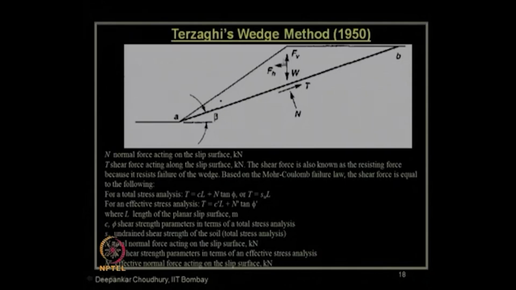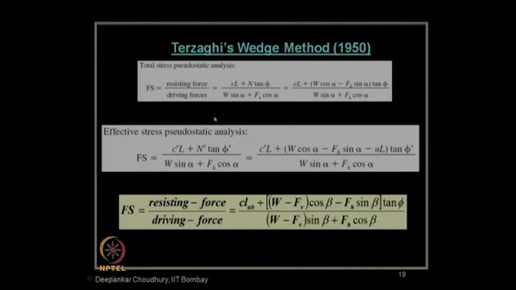So, this is Terzaghi's wedge method for the slope stability. We had considered in our previous lecture that if this is the weight of the failure soil mass, and these are the seismic inertia forces in horizontal and vertical direction, then as per Terzaghi's analysis we can get the factor of safety expression, which is nothing but the ratio of resisting force to driving force, as expressed in this format. And it is recommended that for stability, generally the factor of safety needs to be more than 1.15.